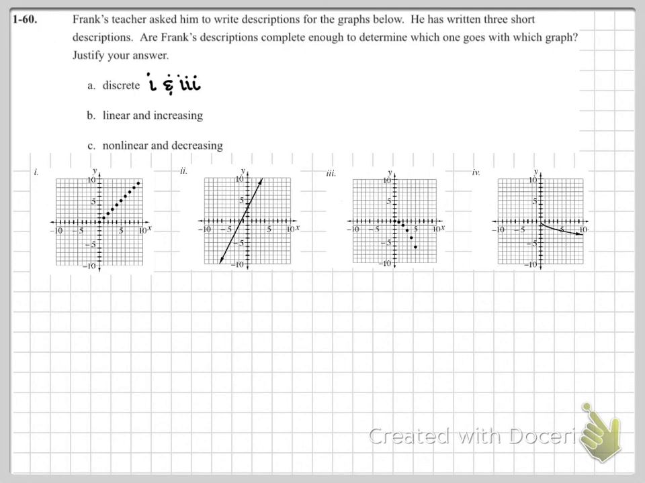Linear and increasing. Okay, so linear, straight. Increasing, so if we read left to right, it looks like the graph is going up. Well, there's 2 of them, 1 or 2. They both fit the bill. So I'm a little hesitant for Frank to get full credit on something like this because his description isn't thorough enough. Non-linear, okay, so curved, decreasing. That means the graph looks like it's going down from left to right. That looks like 3 and 4.